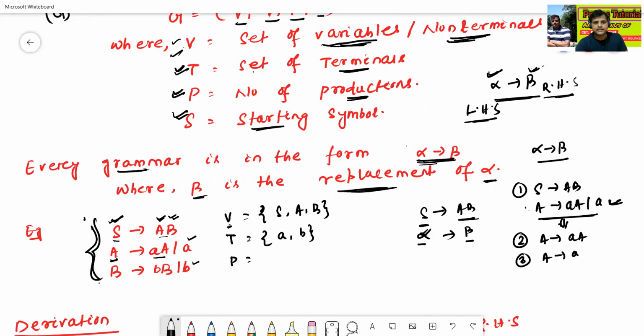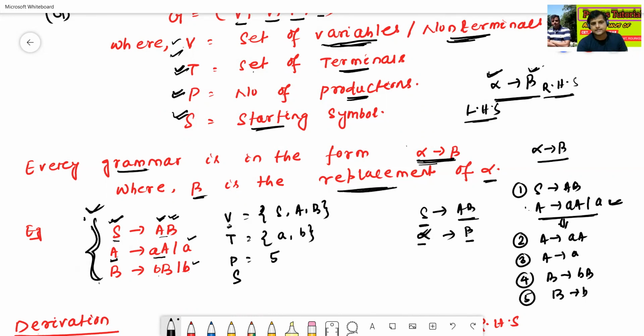Now similarly, B to bB and b. The fourth grammar is B to bB and the fifth grammar is B to b. So there are 5 productions in this grammar. So P equals 5, the number of productions in the grammar.